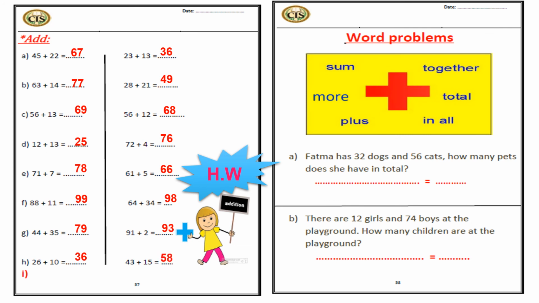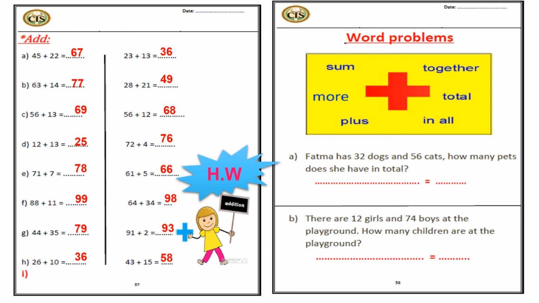Page 58. Word problems. Let's remember the keywords of addition: sum, more, plus, in all, total, together. Okay, let's read first problem here. Fatma has 32 dogs and 56 cats. How many pets does she have in total?